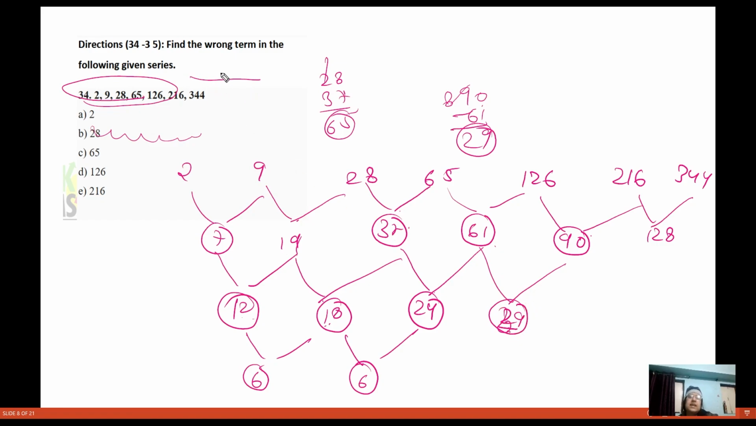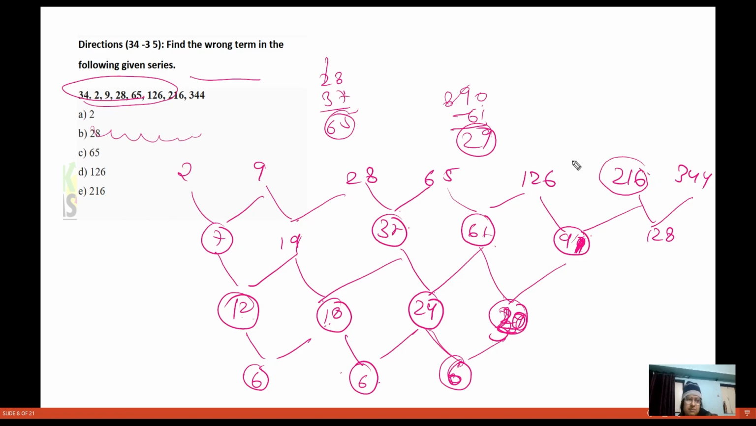But remember, it is asking us to find the wrong term in the series. So the difference is going to come 6, 6. And here the difference is 29, so this is coming to be 5. So this term will be wrong. Between 61 and 90, if this could have been 91, let us say, then the difference would have been 30, and then we would have gotten 6 here.